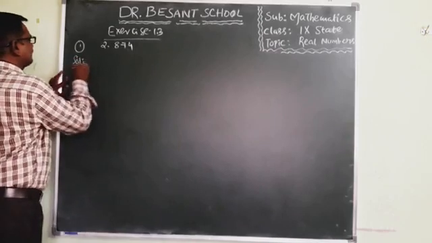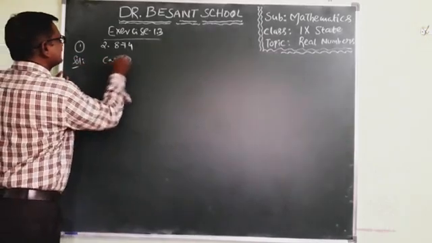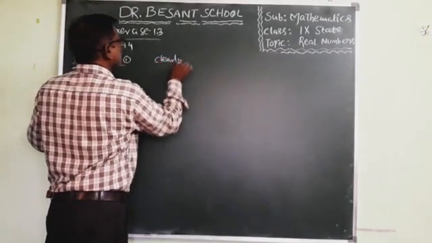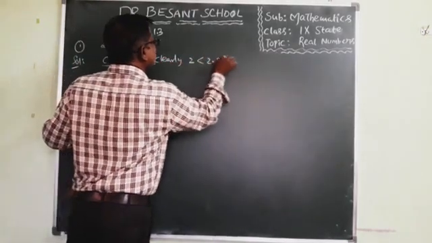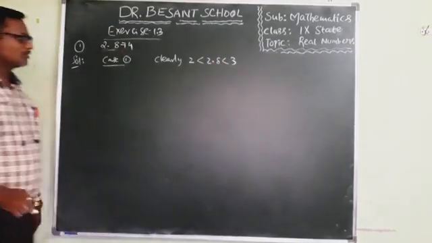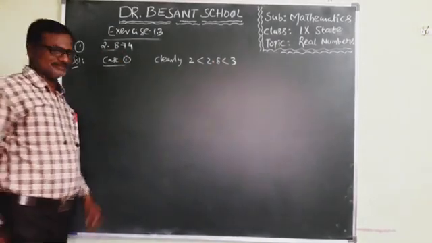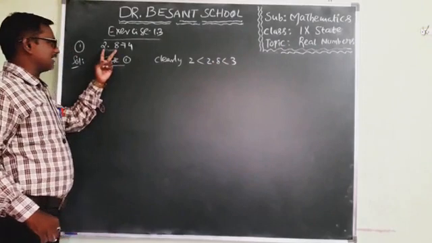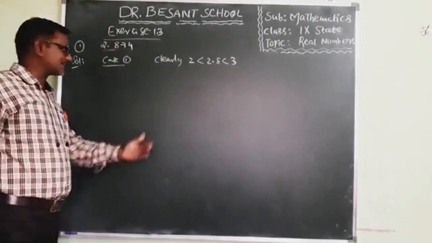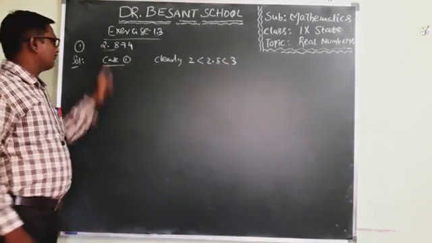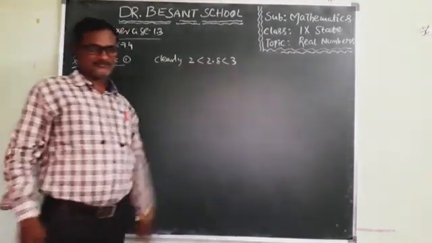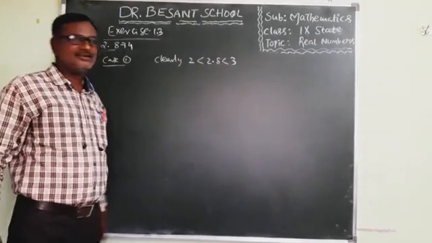Solution. First one, case 1, this is 2.8. Clearly 2 is less than 2.8, which is less than 3. First we say 2.8, next 2.87, next 2.874. These are the three cases: case 1, case 2, case 3. First case 2.8: clearly 2.8 lies between 2 and 3.